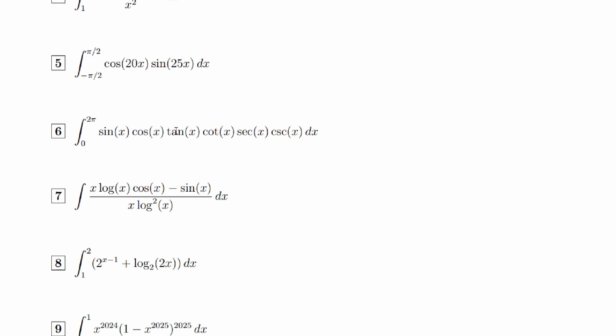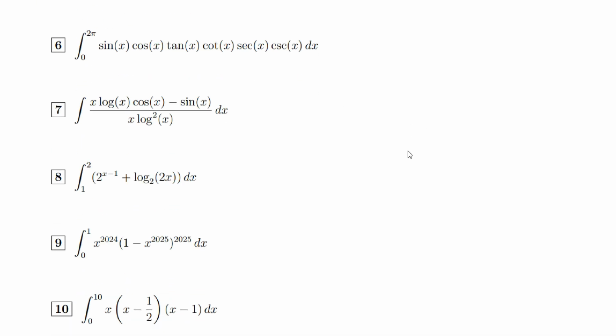Another one here, right? Super easy. This is 1 cosine secant x, 1 sine cosecant 1. So this whole thing is equal to 1, so what do we get? 2 pi, right? Here, something suspicious here.